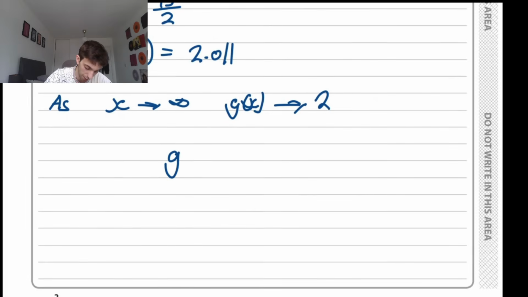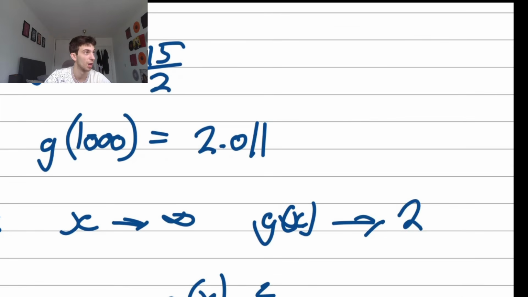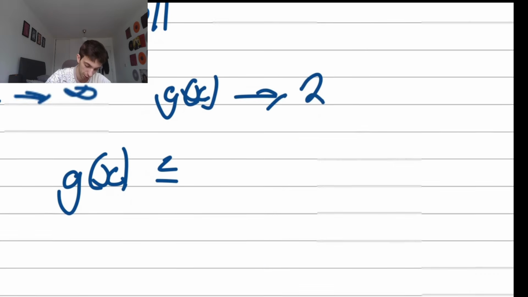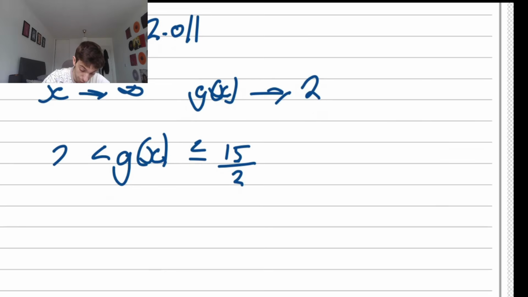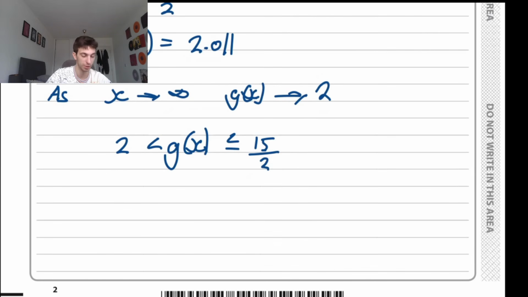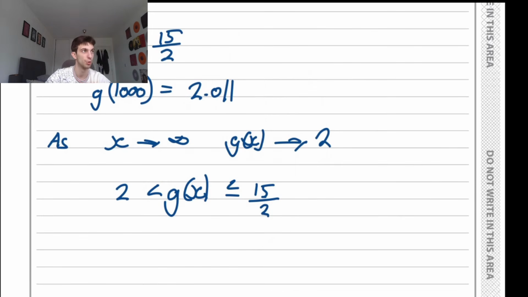So what can we say? We have our range: g of x must be less than or equal to, what did we get when we plug in 5? That's going to be 15 over 2. So less than or equal to 15 over 2, but it has to be strictly larger than 2, because we know it's never going to reach 2, but it is going to approach 2.